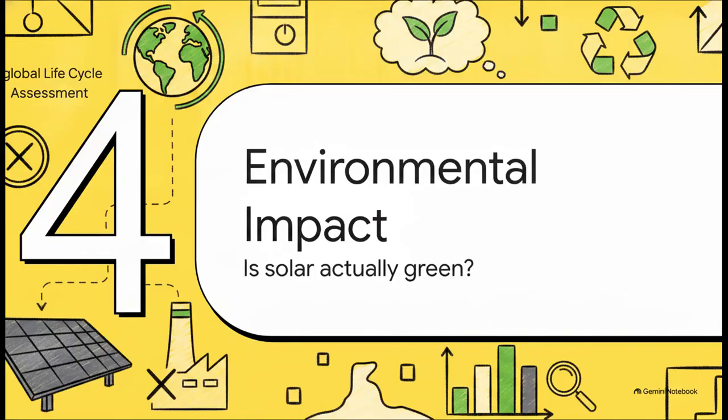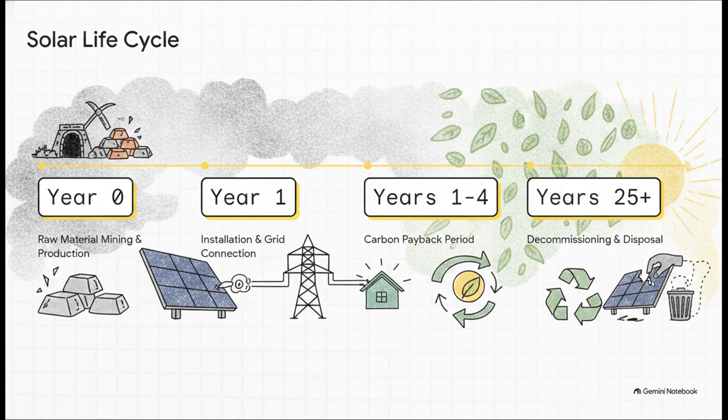Okay, let's zoom out for the final time. Section 4: the true environmental impact. When researchers impartially look at the big picture, the life cycle assessment, they break the solar life cycle into 4 main stages. You've got year 0, which is raw material mining, digging up stuff like silver and copper, and the super energy-intensive production of the silicon itself. Then comes installation and grid connection. After that is the long operation phase. And finally, years 25 through 30 involve decommissioning and disposal.